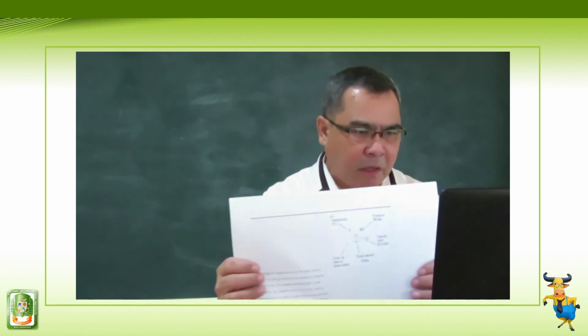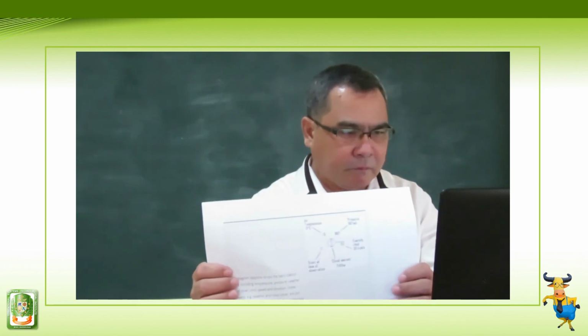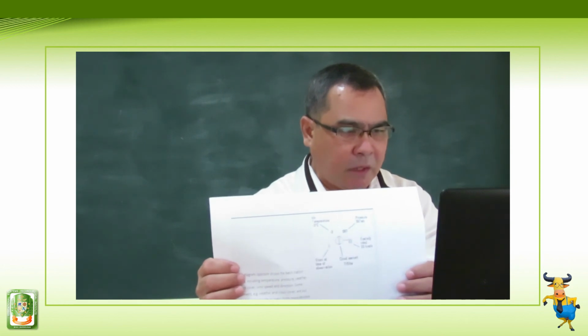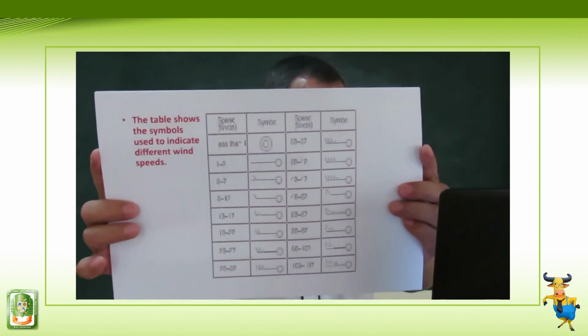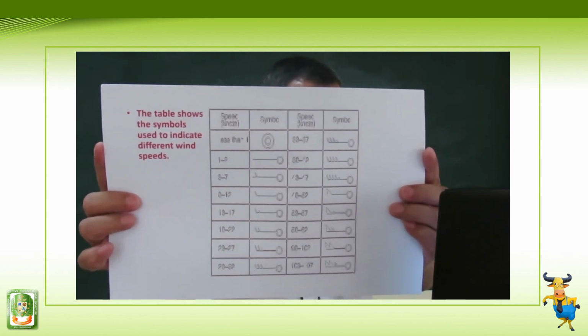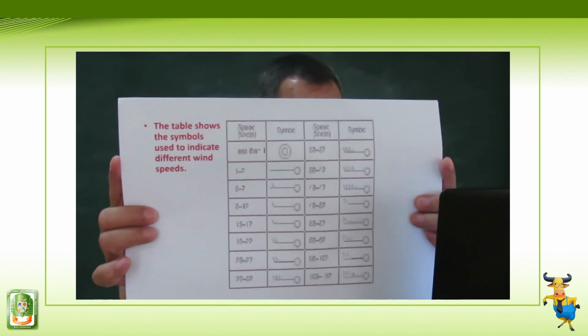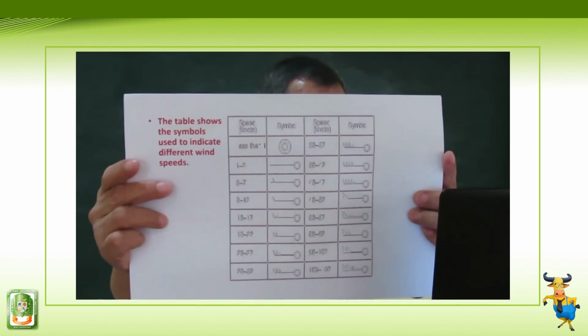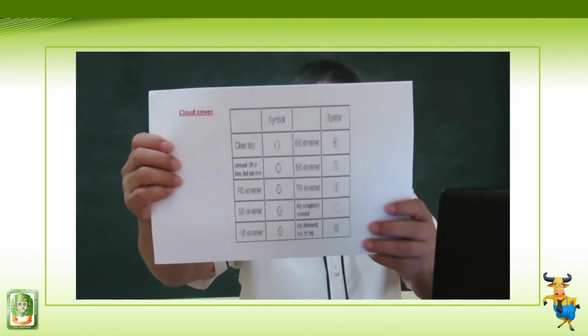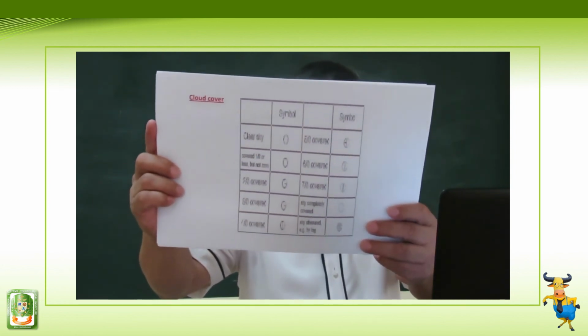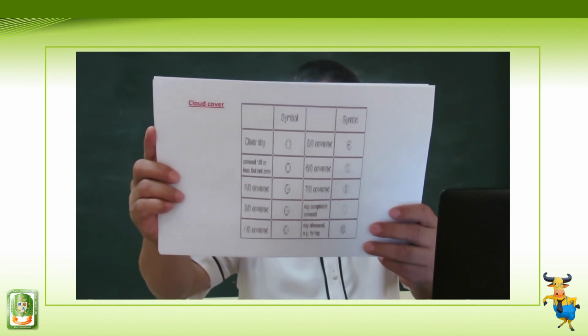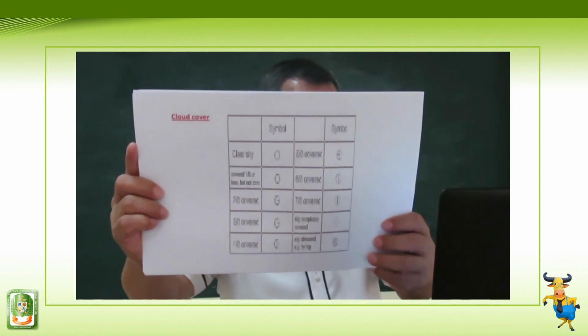A wind with a speed of 50 knots is indicated by a triangle. Combinations of these can be used to report wind speed to the nearest 5 knots. The table shows the symbols used to indicate different wind speeds. Cloud cover is indicated by the shading of the center of the station circle. The table below shows the meaning of the different symbols.